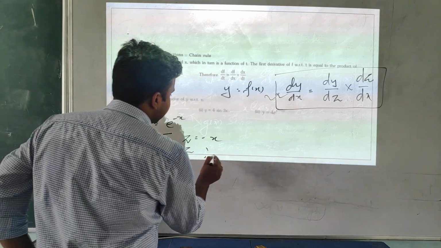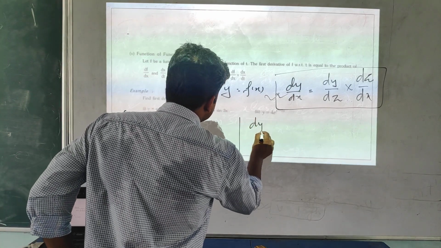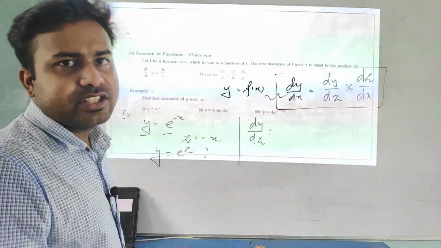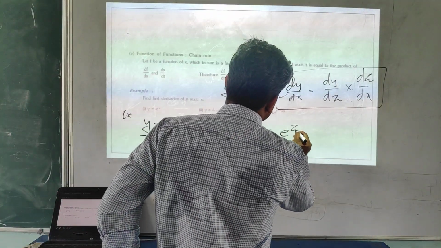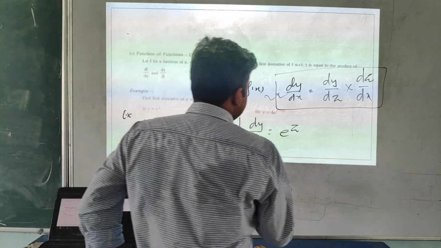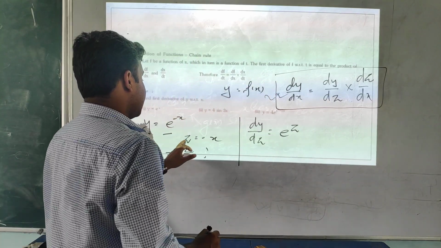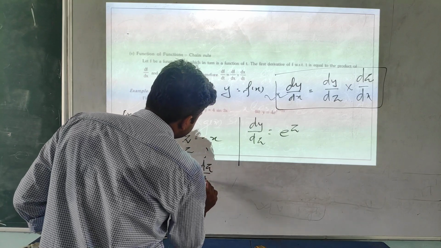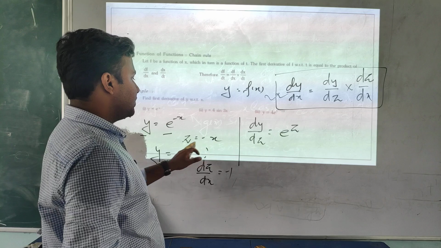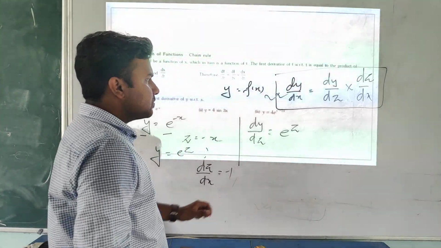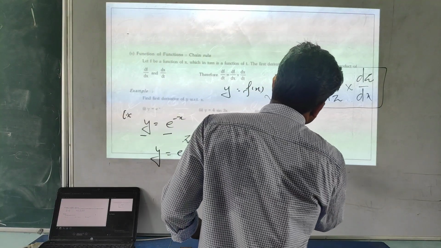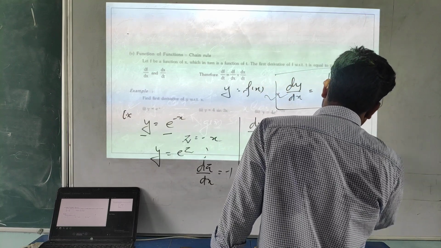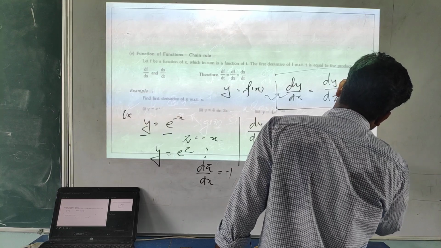Now what can we write here? dy by dz is e to the power z. And we know that dz by dx equals minus 1. Now you have to find dy by dx, so what can you write? dy by dz into dz by dx.